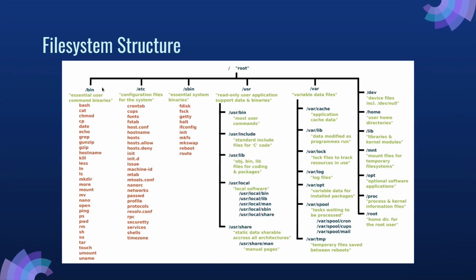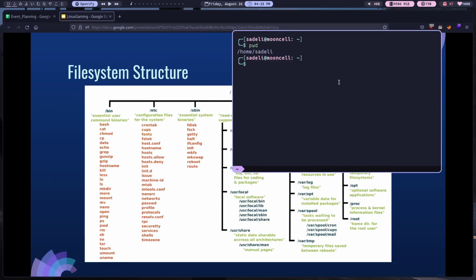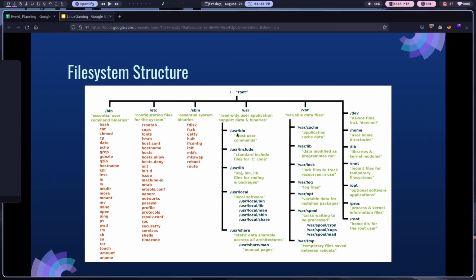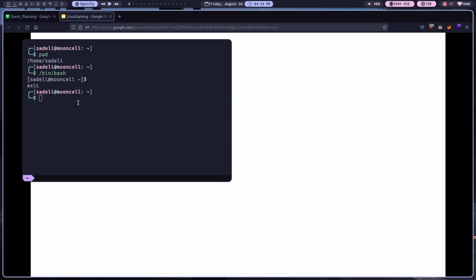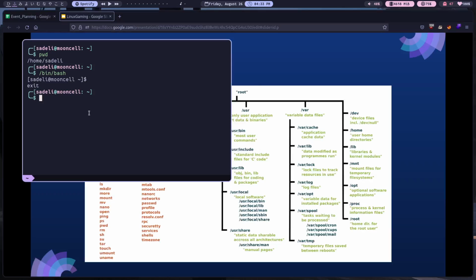There's the /bin directory, which contains essential commands and essential binaries. So if I do /bin/bash, that's bash contained in the /bin directory. A lot of these are maybe symlinked to /usr/bin, which is actually where most commands are. So if I use something like which bash, it's actually located in /usr/bin/bash.